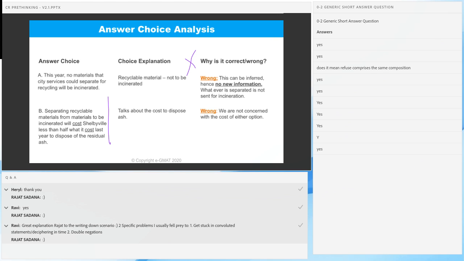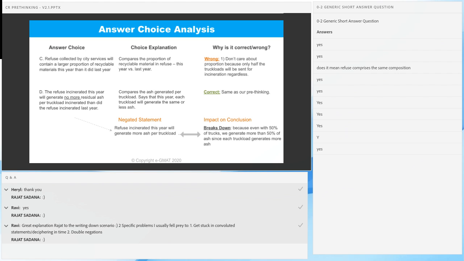Choice B talks about the cost. We don't care about the cost. Choice C talks about the proportion of recyclable materials. Do we care about the proportion of recyclable materials? No, absolutely not. We are only going to get half as many trucks. What we get for incineration is what we are going to incinerate. That's given to us in the argument. We don't care whether it's a larger or a smaller or a similar proportion of recyclable materials. Do we?